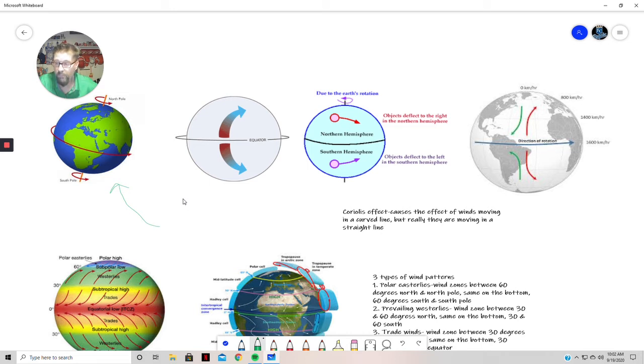So what you want to remember is the way we rotate. And you can see here, this little arrow is showing you that we spin going this way.